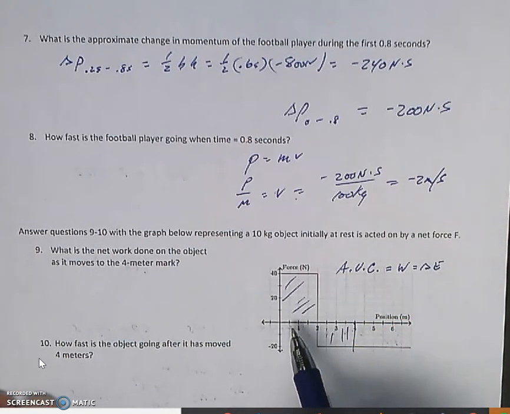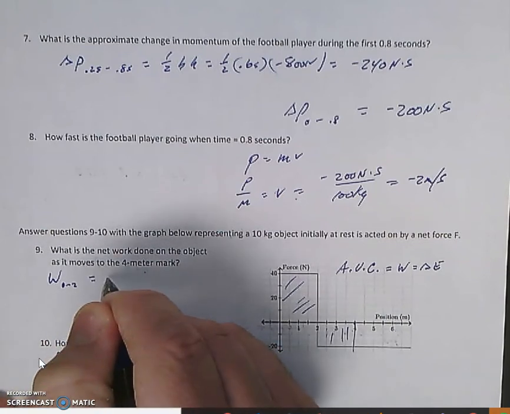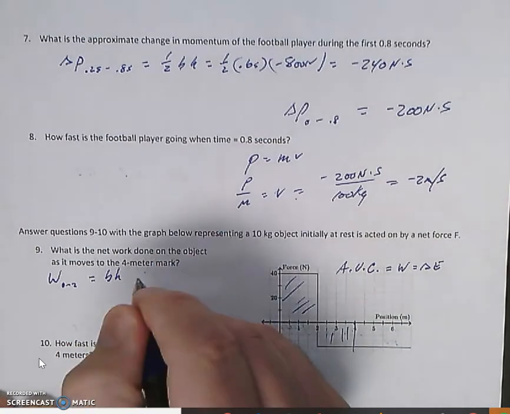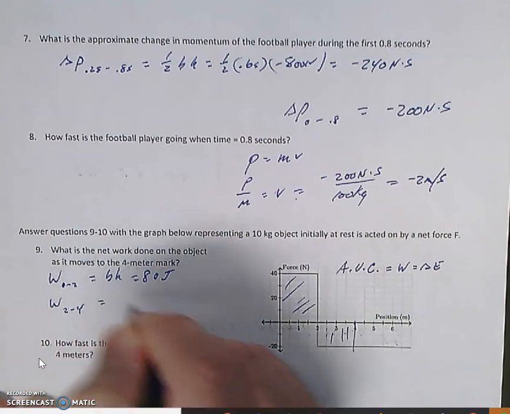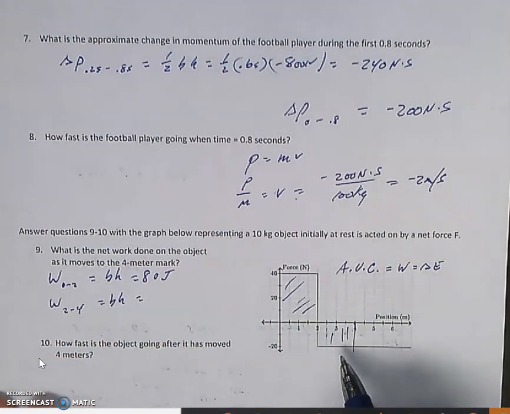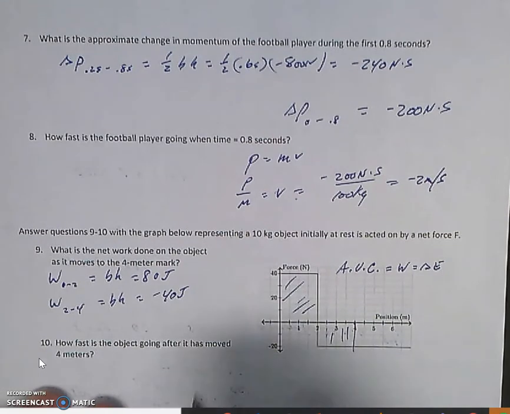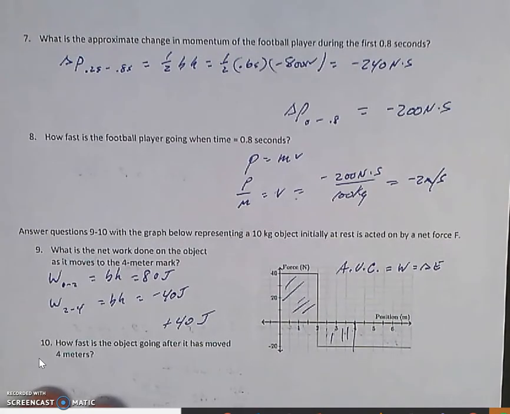So our positive work, the work done from 0 to 2 meters, is base times height, or force times distance, which is 40 times 20, or 80 joules. Our work done from 2 to 4, it's also a rectangle, base times height. It's also 2 meters, but it's negative 20. So 2 times negative 20 gives us negative 40 joules of work. What's the net work done? Therefore, positive 40 joules of work.